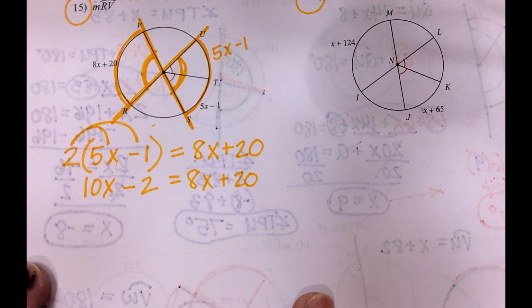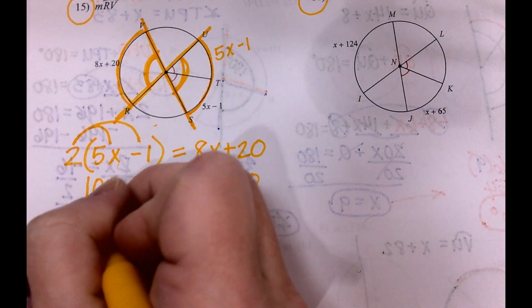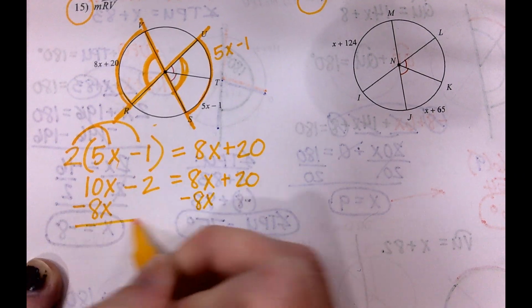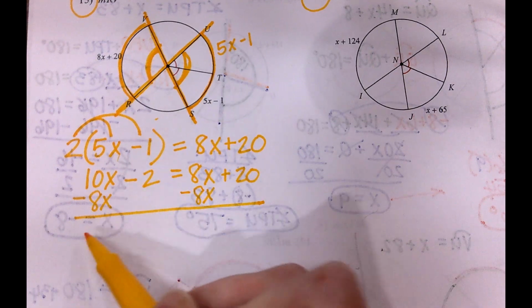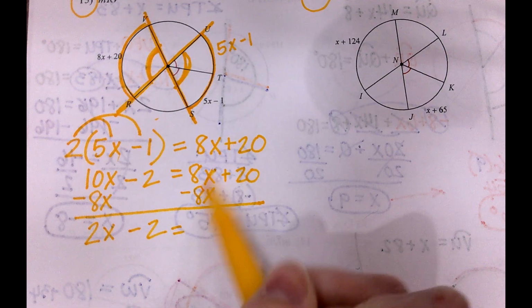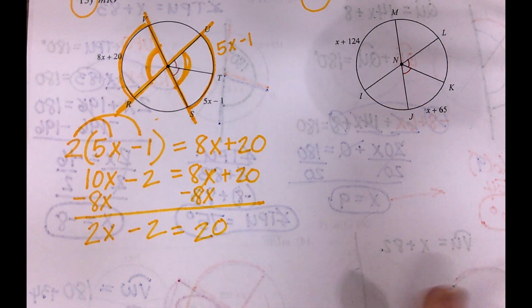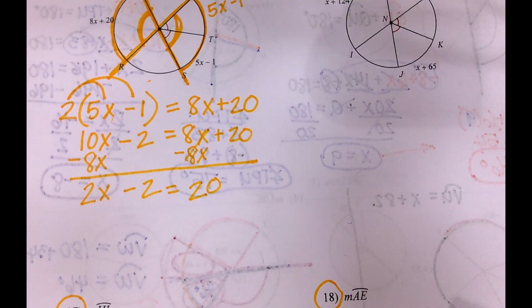Subtract 8x. Let's subtract 8x. And 10x minus 8x is 2x. Minus 2 equals 20. Now what?